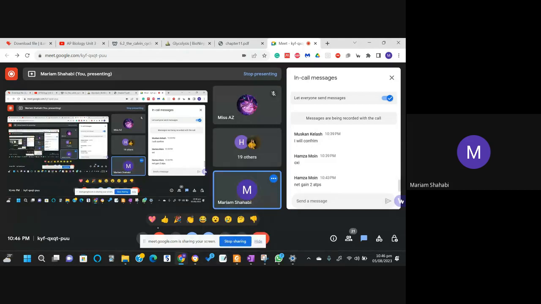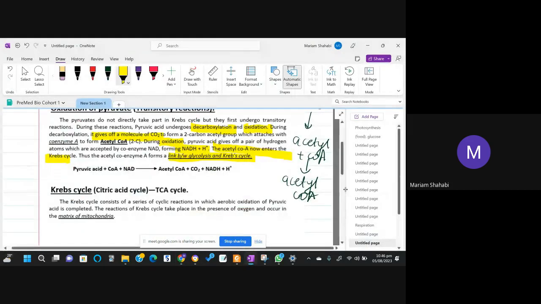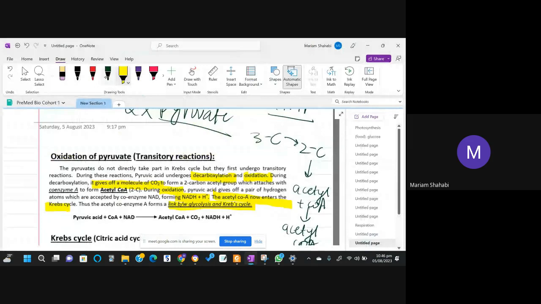Sorry, I'll write that down. Link reactions. So known as link reaction.